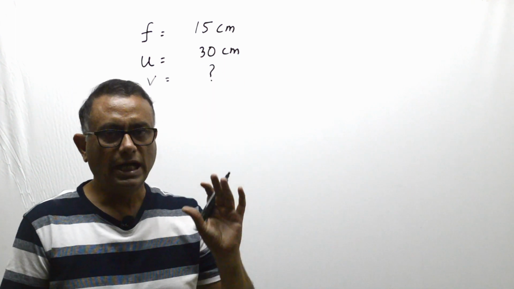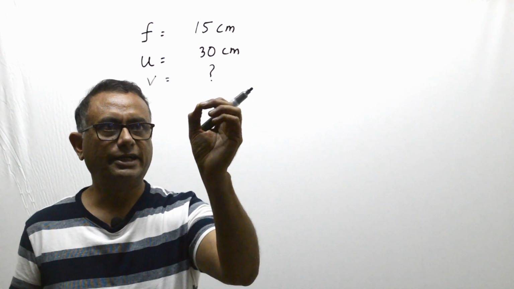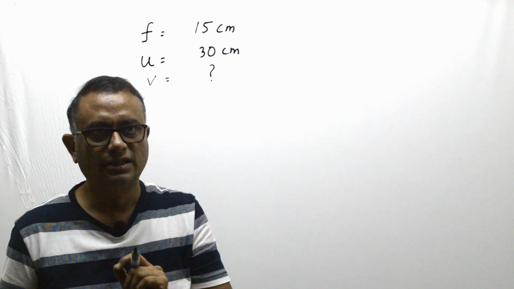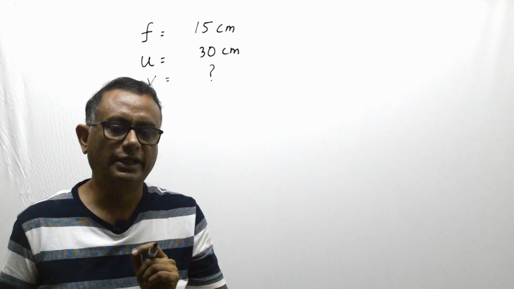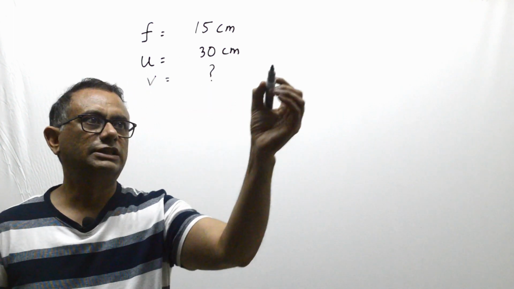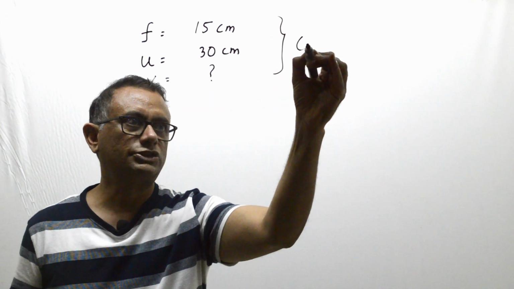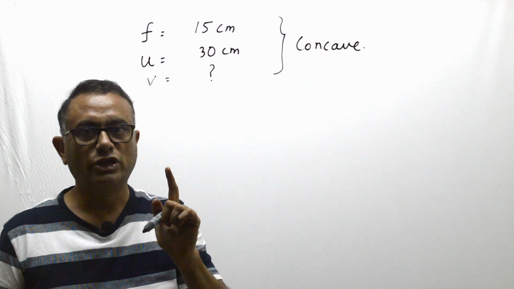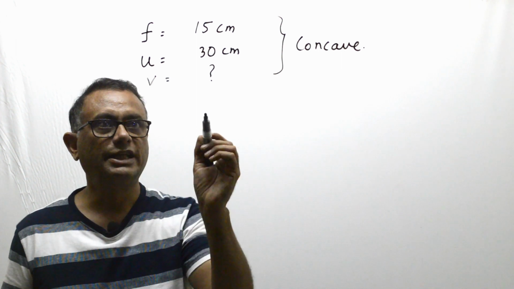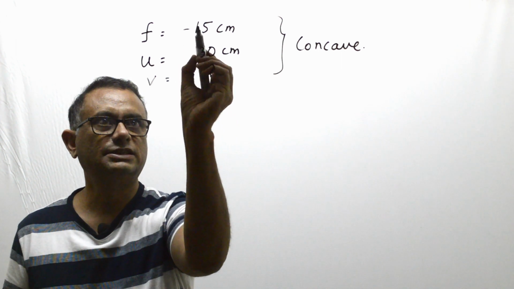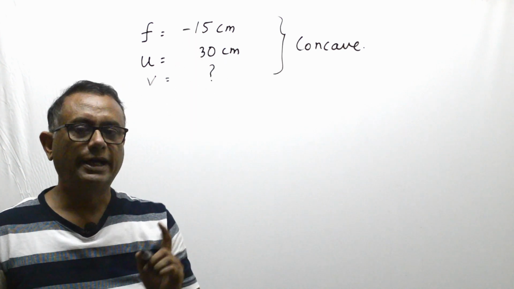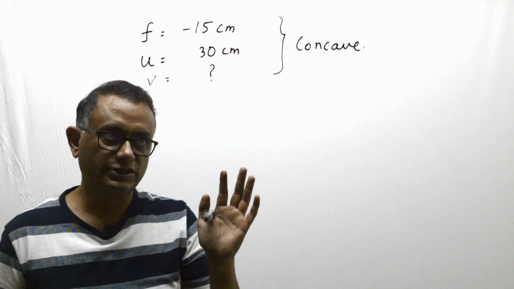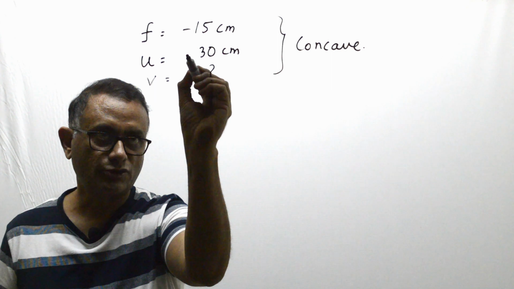As soon as you extract this data and put it down, the immediate thing that you need to do is verify if the signs of f and u are properly taken or not. It is a concave mirror, so first and foremost make a note of that. What have we learned in the sign conventions? For a concave mirror, f is always going to be negative, isn't it? So take this f as negative. And what did we discuss about object distance? Whether it is concave or convex, object distance is always going to be negative.